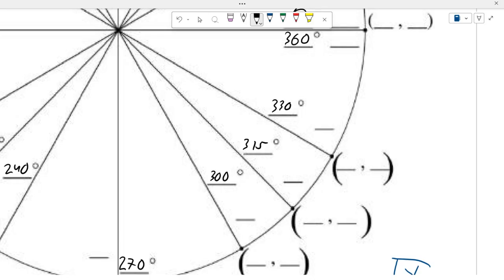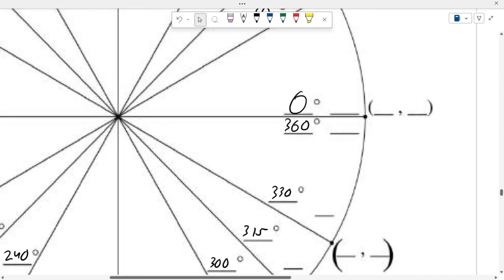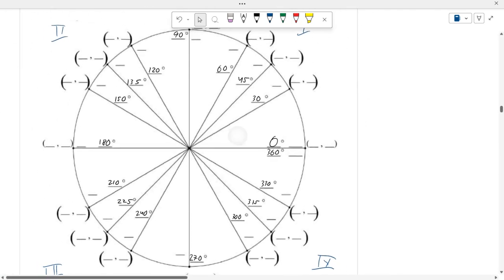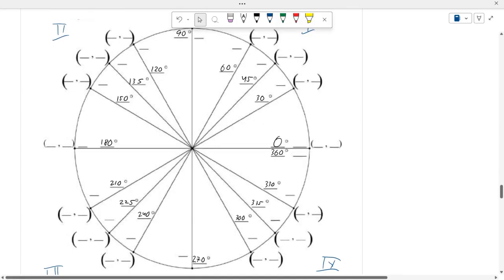Again, notice the 315 is between the 300 and the 330. And then from the 330, if I add 30, I get 360. And I'm back where I started, which is coterminal with 0. At this point, I have now filled in all of my degree angle measurements. Great. Next step, the radian angle measurements.